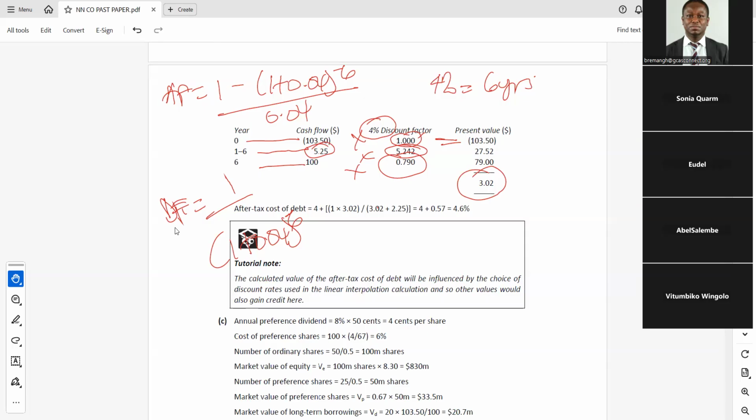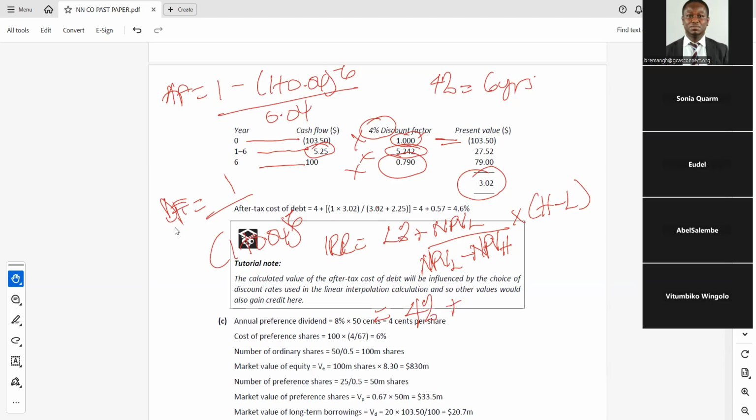Now, mind you, we said that in calculating internal rate of return, it is the lower rate plus the NPV of the lower rate over the NPV of the lower rate minus the NPV of the higher rate, times the higher rate minus the lower rate. Now, in this regard, 5% and 4%, which of them is the lower rate? 4%.